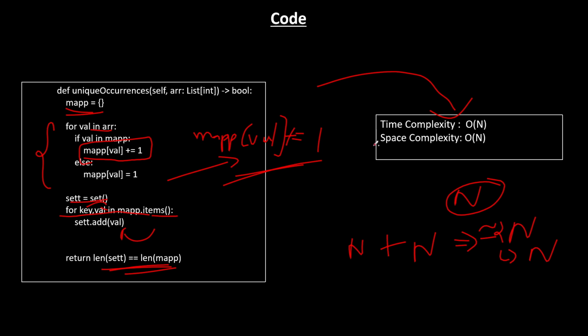Fine. And why is space complexity O of n? Because first for the dictionary, but there could be a chance that the set could be less than n or equal to n, right? So that's why the space complexity comes out to be n in this case. I hope you understood the code and its time complexity and space complexity. Now let's move to the next slide.